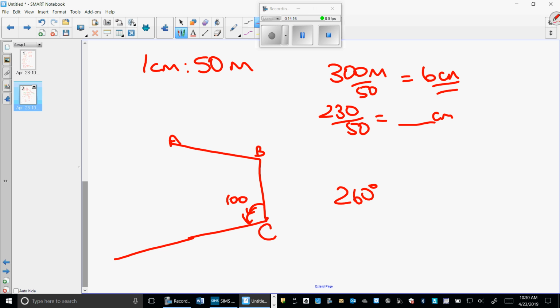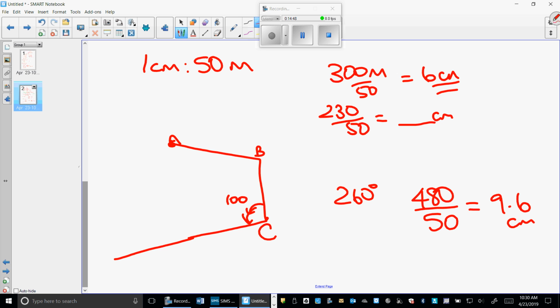Now they've also told us that AD is 480. So that means from here to wherever I'm going to finish up my line has to be 480 meters. First of all, I need to know how many centimeters that is. So we're going to do 480 divided by 50. What's that? 9.6. So I need to draw a line that's 9.6 centimeters long.